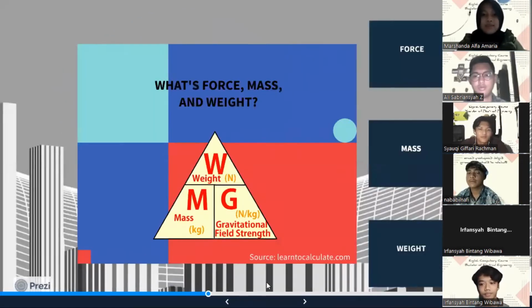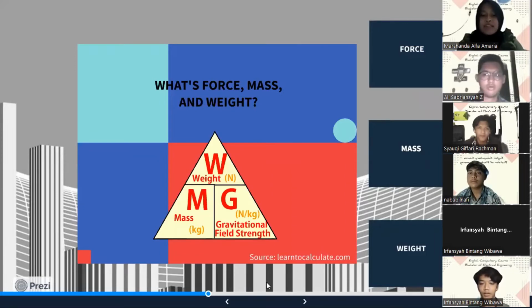And then the next material, we're going to learn about force, mass, and also weight. To calculate mass, we need to know the gravitational force acting on the object and its weight, right? And then we can calculate mass by following this equation.